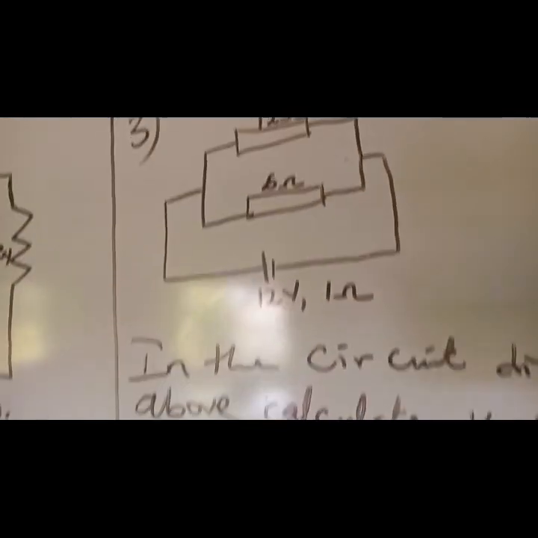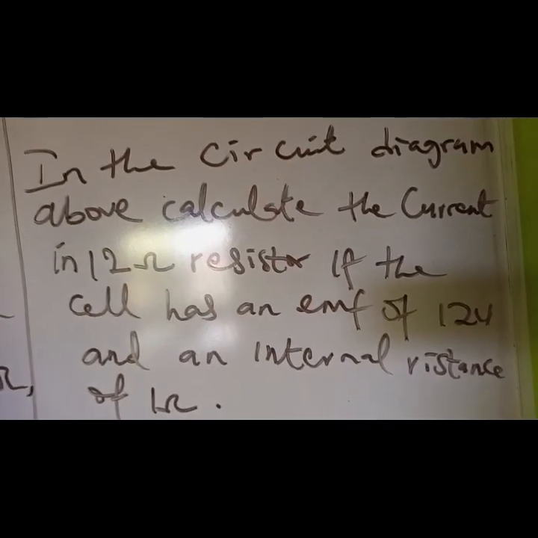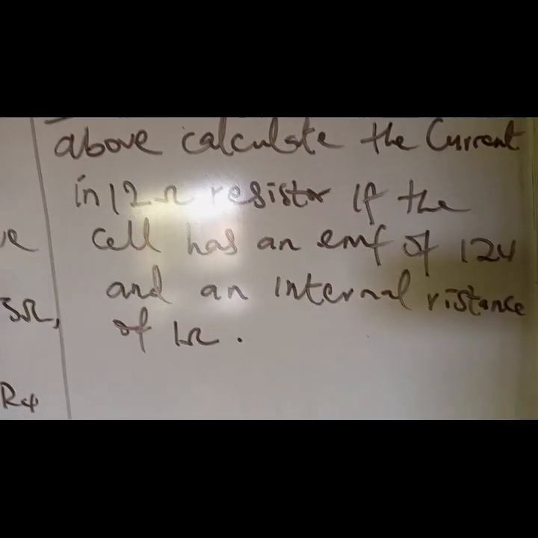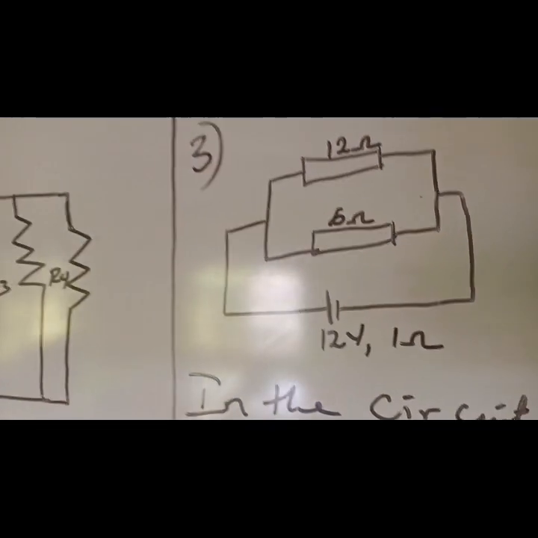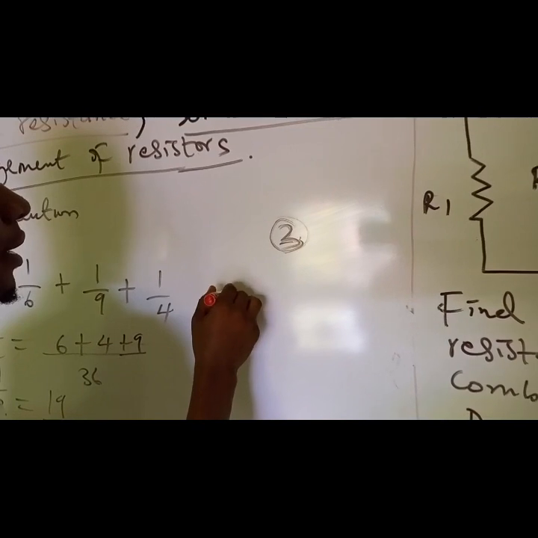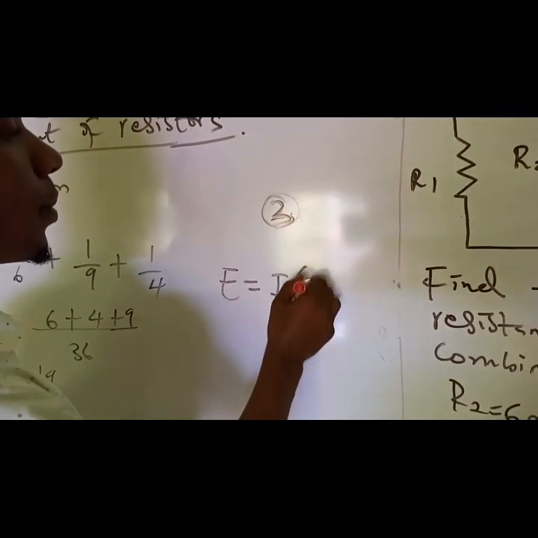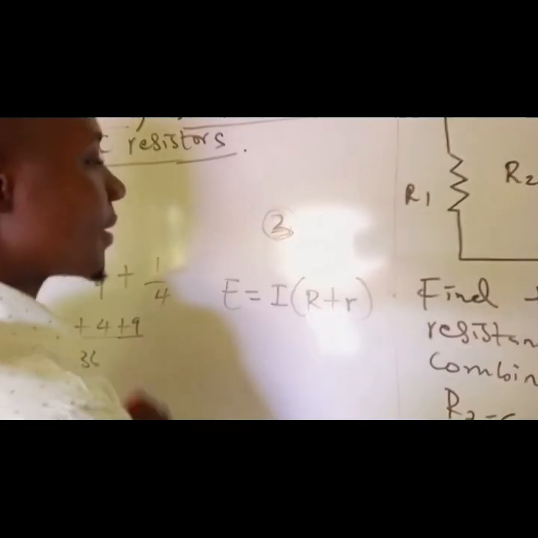Then I also have here in the circuit diagram above, calculate the current in 12 ohm resistor if the cell has an EMF of 12 volts. I'll do this number 3, so I can leave number 2 as something for you to do. So here in this solution 3, you are going to put the formula that your EMF is equal to your current multiplied by your external resistance plus your internal resistance.